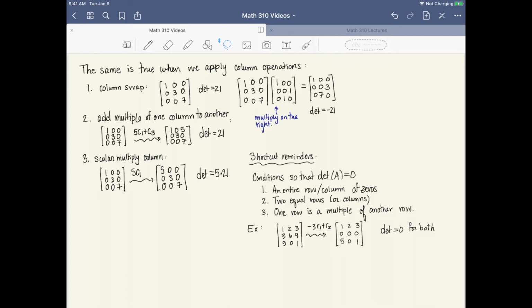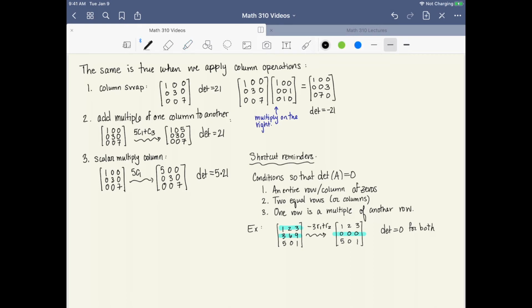So I have a little quickie example here. 1, 2, 3, 3, 6, 9. These rows are multiples of each other. So performing the basic row operation minus 3 row 1 plus row 2 into row 2 clears out the row and gives you all zeros. And so it's easy to see you're going to get determinant equal to 0.